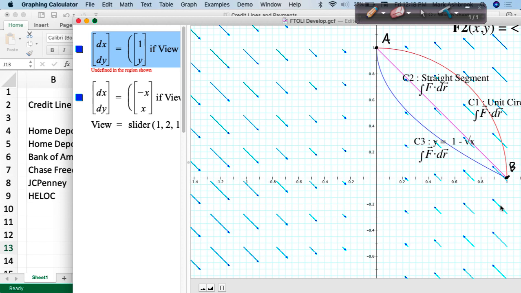Okay, so again, just highlighting the fact that in a non-conservative vector field, given the same starting and ending point, it's possible to have line integrals that are negative, positive, or 0.